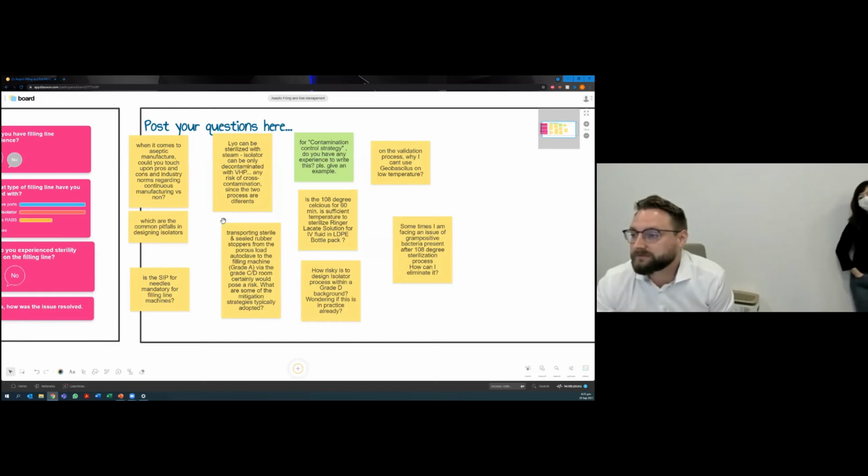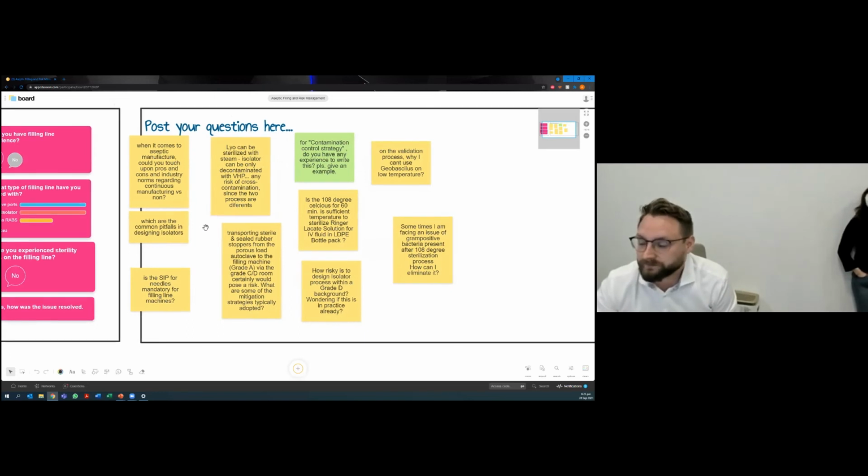Lyo can be sterilized with steam. Isolator can only decontaminate with VHP. Any risk of cross contamination since the two processes are different? Yeah, for this one, it's me again.